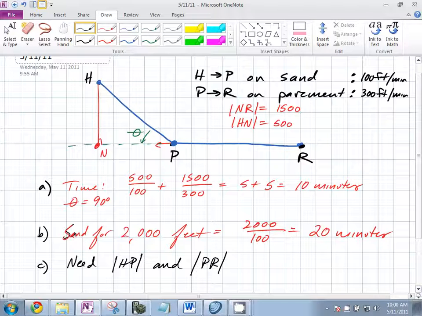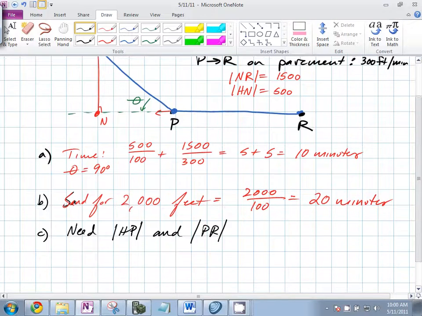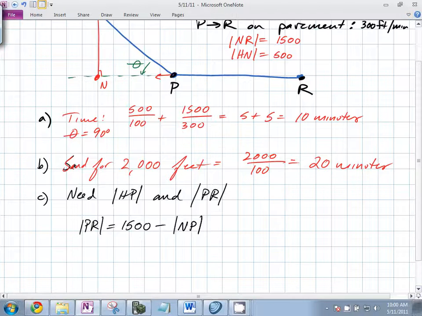No one in the entire class, even the 5 people that said they understood how to do this, has a hint for me. What should I do, Victor? PR is like 1,500 minus the amount that you didn't walk. For NP, that's correct, so that's a very good rep.